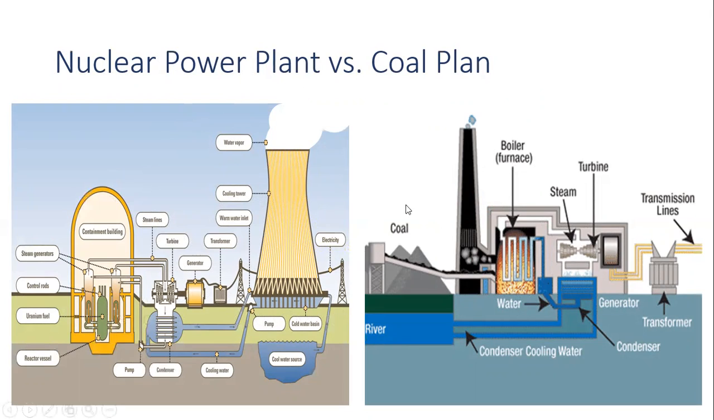And this is the layout of a steam power plant, in which we use this tower. These are the boilers, the turbines, the transformers, the generators, and this is the coal belt and river. These are the layout of a thermal power plant.